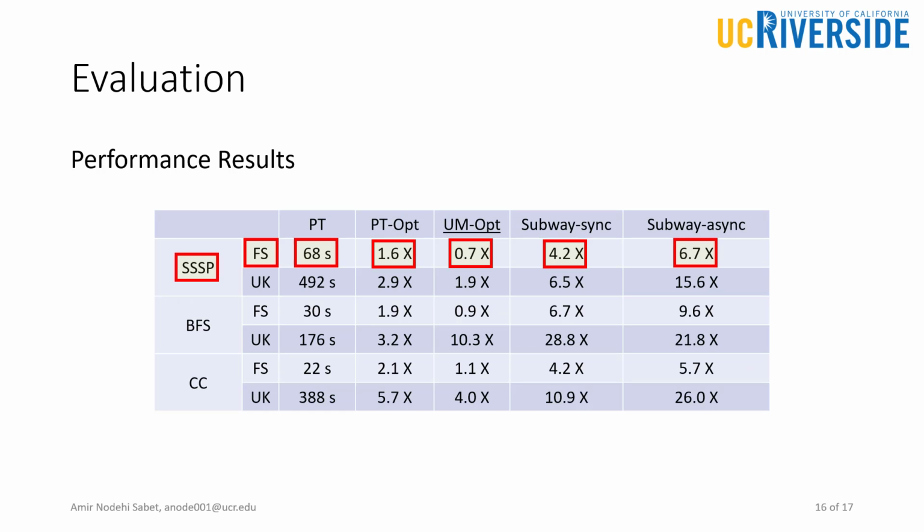Here are the performance results. Let's take the first row as an example, which runs single source shortest path on the Friendster graph. The basic partitioning-based approach, or baseline, takes 68 seconds. After applying the overlapping optimization, we get a 1.6 times speedup. With unified memory, the performance becomes even worse due to the overhead of page fault handling. In comparison, Subway Sync and Subway Async show much more speedup over the baseline thanks to their subgraph generation and asynchronous processing techniques. You can find more results in our paper.